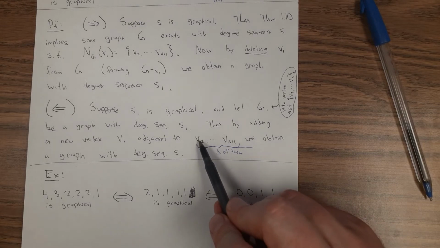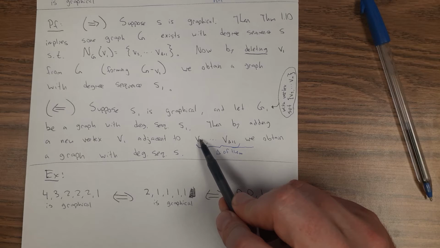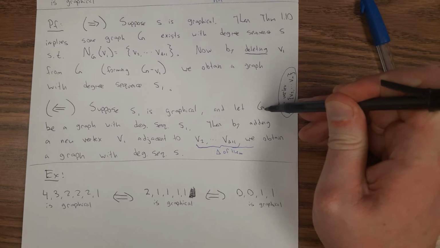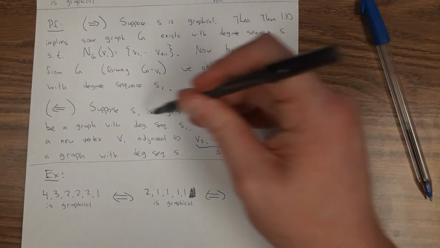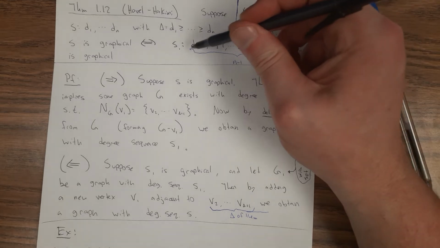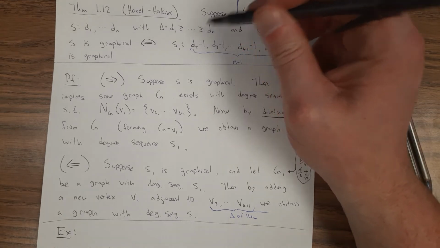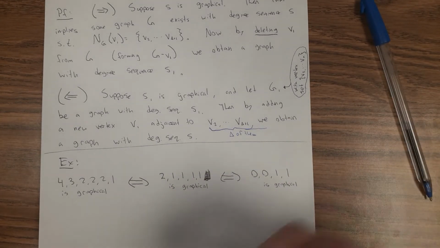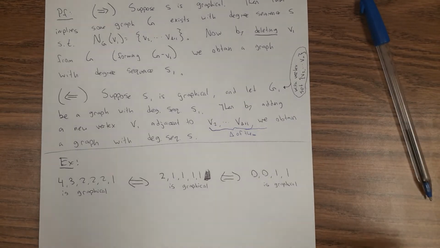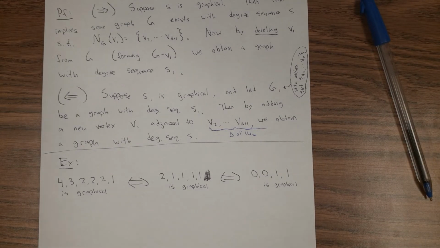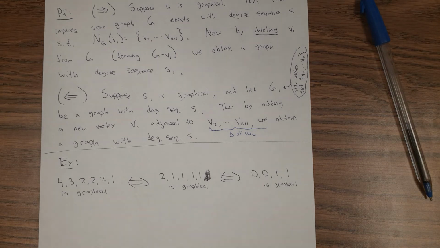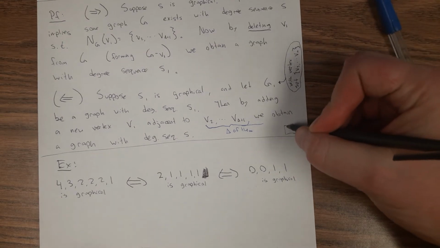And also, each of these degrees, like the degree of V2 in the graph we started with, was D2 minus 1, right? Because G1 has degree sequence S1, and so the degree of V2 is actually this. But then when I make V1 adjacent to V2, that bumps it back up by 1. And so now the degree of V2 in G will just be D2, as it's supposed to be. And so everything's right. We obtain a new graph with degree sequence S. Let me put a proof box at the end of that.